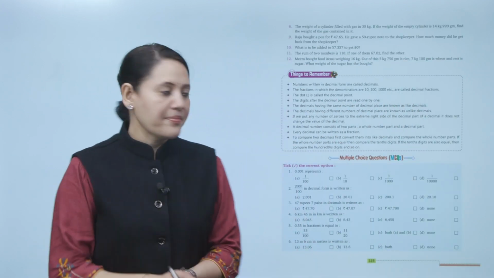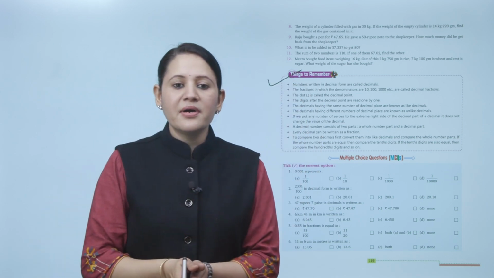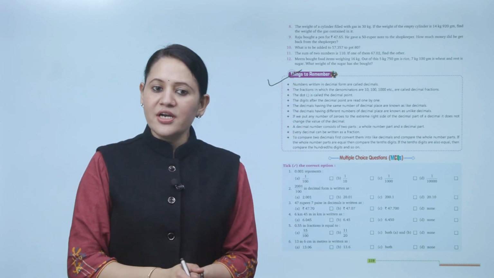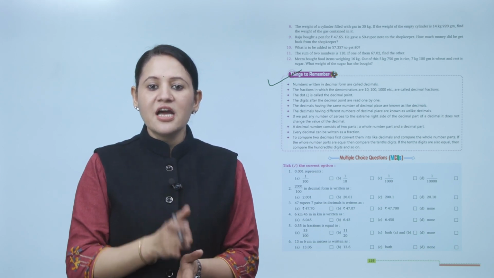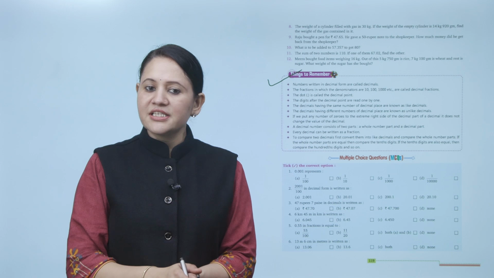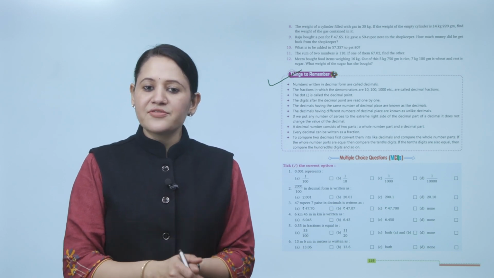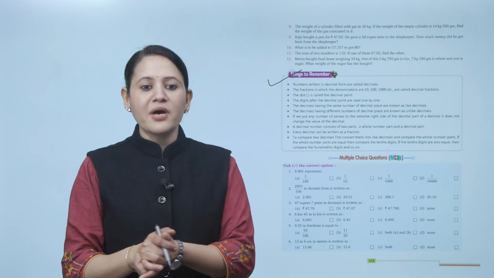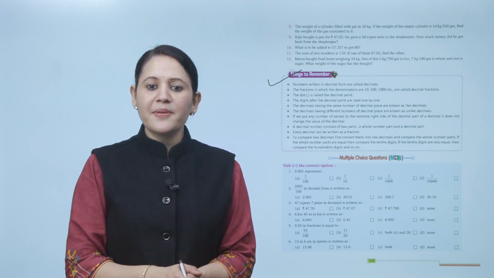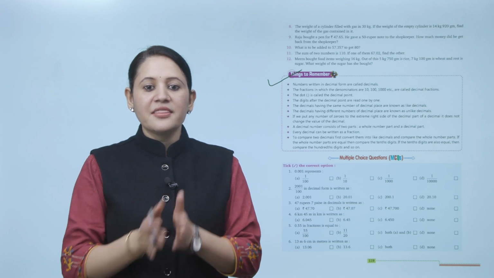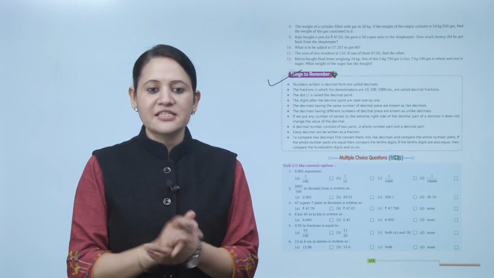Next is things to remember. Numbers written in the decimal form are called decimals. The fractions in which denominators are 10, 100, 1000, etc. are called decimal fractions. The dot is called the decimal point. The digits after the decimal point are read one by one. Decimals having the same number of decimal places are known as like decimals. Decimals having different numbers of decimal places are known as unlike decimals.